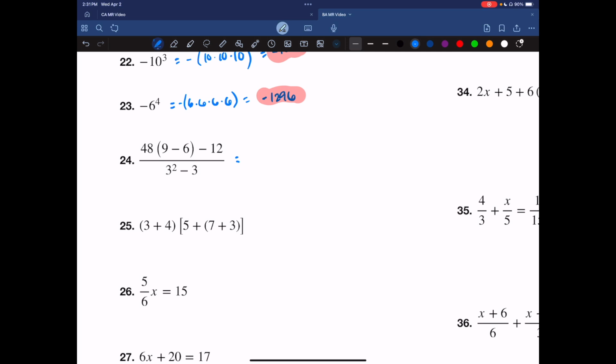When you're working with fractions, order of operations looks a little different, because if there's not overarching parentheses or grouping symbol, then I want to work strictly with the numerator, strictly with the denominator, and then only once everything is done in each one, then I look at both as a whole. So here, I got 48 times 9 minus 6 is 3, minus 12. So I did the parentheses in the top, and now I'm going to do the exponent at the bottom. So this is going to be 9 minus 3. 48 times 3 minus 12, that's going to be 132 over 6, and that's going to be 22.